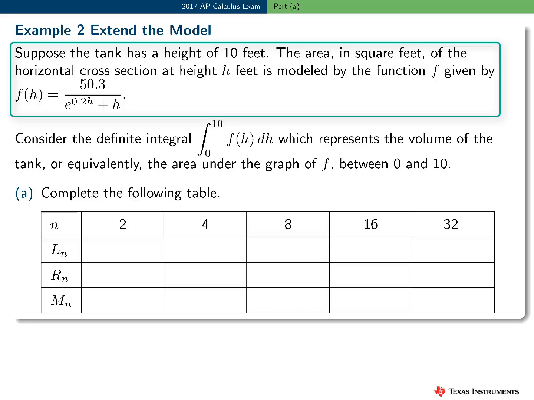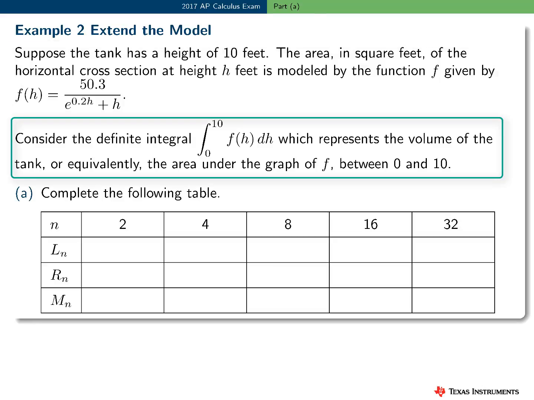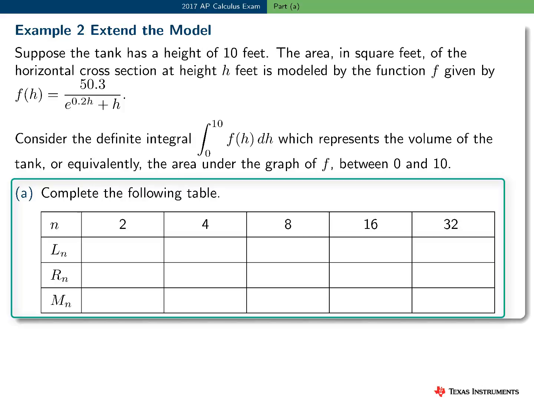Here's a nice extended generalization of this problem involving Riemann sums. Once again, suppose the tank has height 10 feet, as in the original question. The area of a cross-section at height h is given by the function f. Consider the definite integral of f from 0 to 10, which represents the volume of the tank. First, use technology to complete the table. These are values of the left, right, and midpoint sums for various values of n.